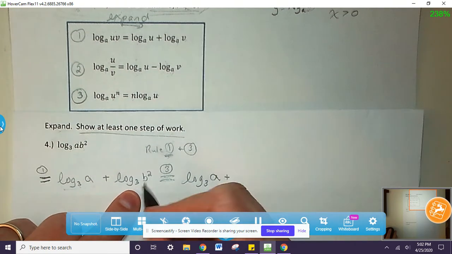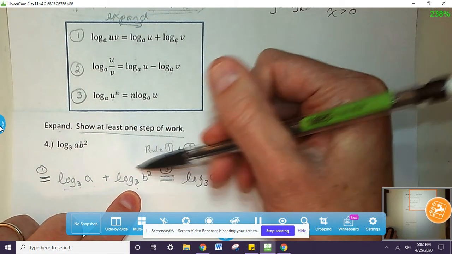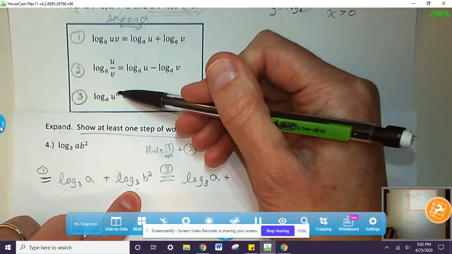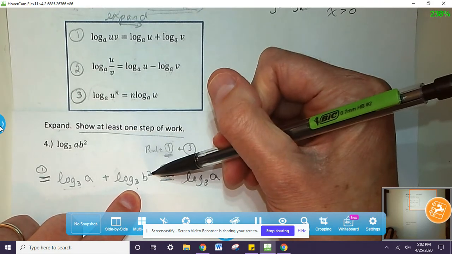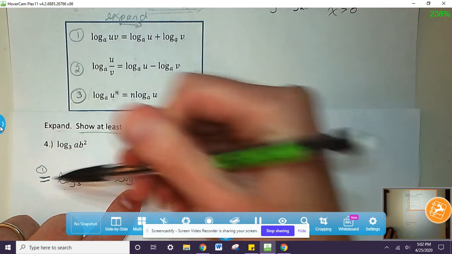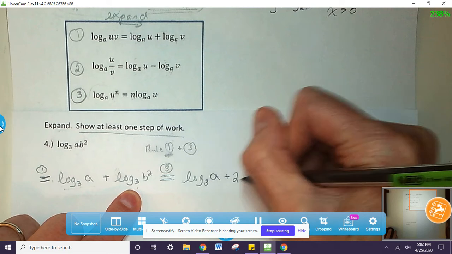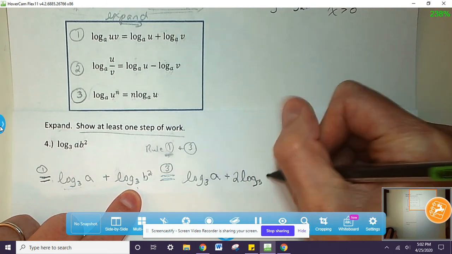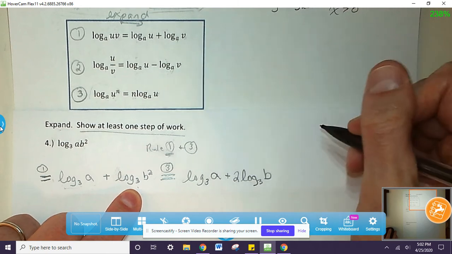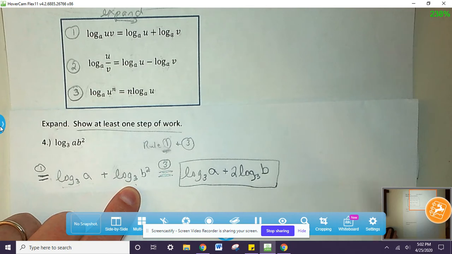And then for the second log here, we're going to apply Rule 3. So focus on this log. What we're going to do is take the exponent and swing it around to the front. So I'm going to take the 2 and swing it around to the front of this log. Not this one over here. It has nothing to do with that. Just this guy. So the 2 is going to move around to the front. And then we're going to keep the base of 3 and just B is inside now. We are finished with this problem.